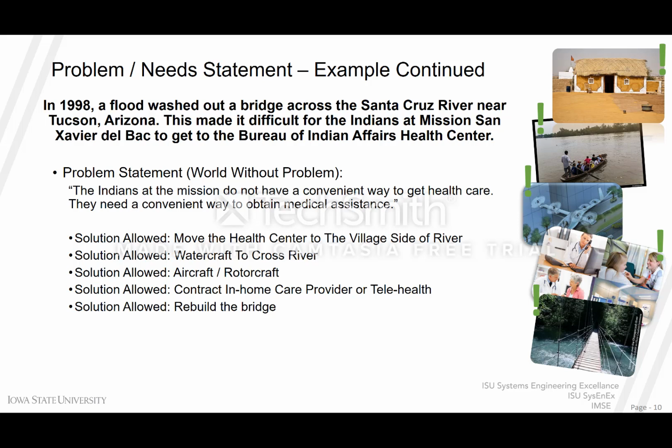just need a new bridge, you could move the health center to the other side of the river. You could have a watercraft. You could have aircraft. You could train in-home providers, or you could rebuild the bridge. That is one potential solution. There are many other ways that you could solve this problem. You could train doctors and staff within the community. There's numerous ways to solve the problem.